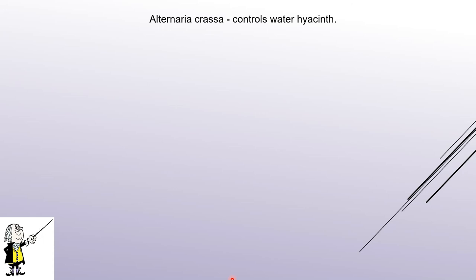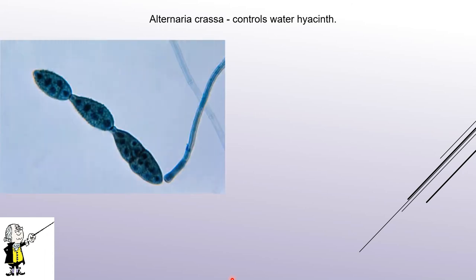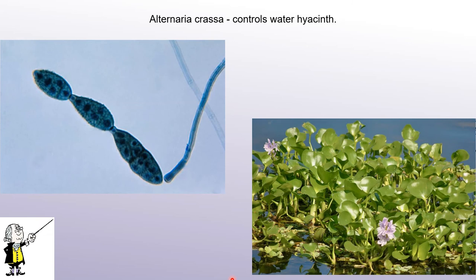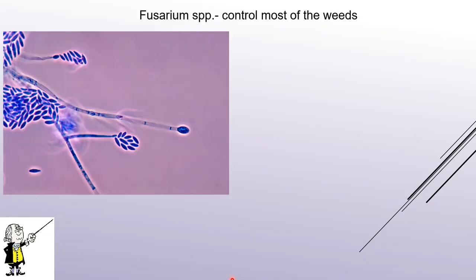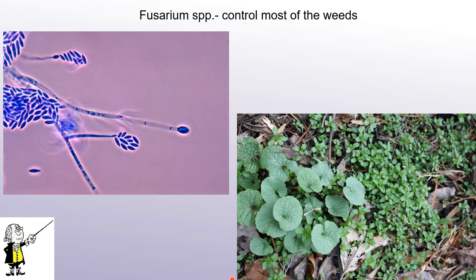Second is Alternaria crassa and it controls the water hyacinth. This is Alternaria crassa and it controls this water hyacinth. And why is it called a hyacinth? Because first of all they are floating hydrophytes and they grow wild in the complete lake, blocking the sunlight, because of which the flora and fauna below the water are impacted and affected. Next is Fusarium species, which control most of the weeds. This is the Fusarium species and it controls all of the unwanted weeds. So these are the microbial agents which can be used in controlling the weeds, thus termed as bioherbicides.